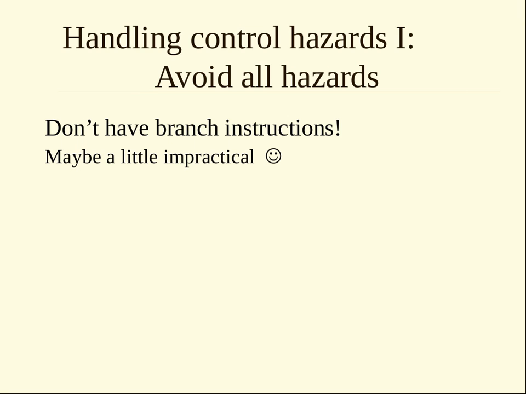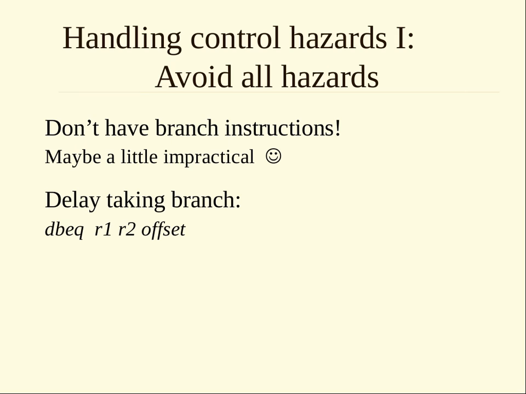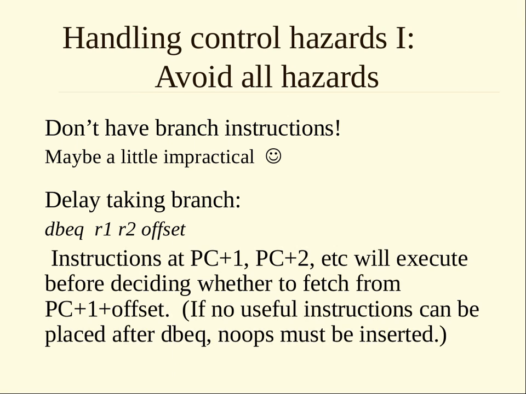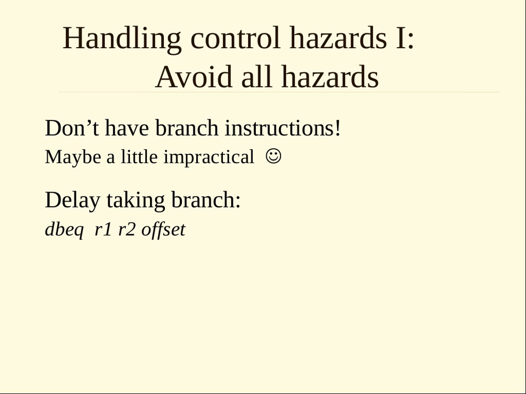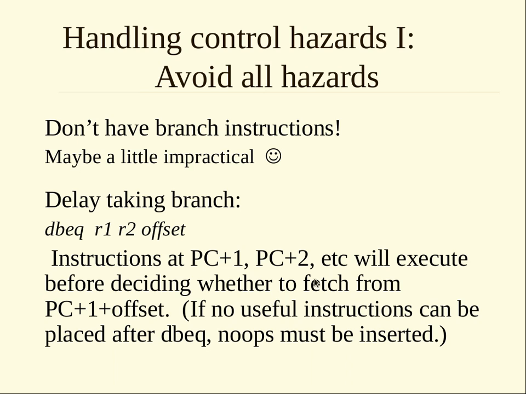All right, who's ready to do this? Problem solved. All right. The actual other solution to this is called delay taking the branch. You would literally, and SPARC did this, have a delayed branch if equals. What it would do is the two instructions after it will go ahead and be executed while that branch is in the pipeline. Okay? So that changes your architecture. I mean, that's fine. You just said the next two instructions are okay. Instructions PC+1, PC+2 will be executed before deciding whether to fetch from PC+1 plus offset. If no useful instructions can be placed, no-ops are inserted.